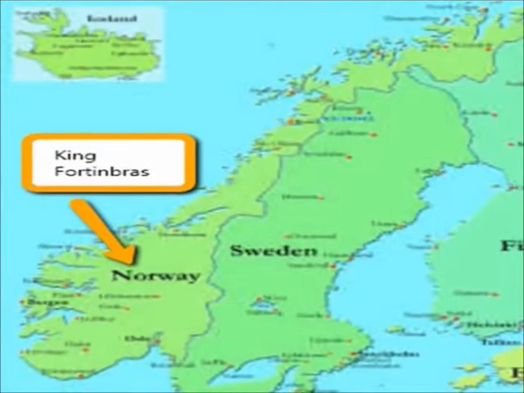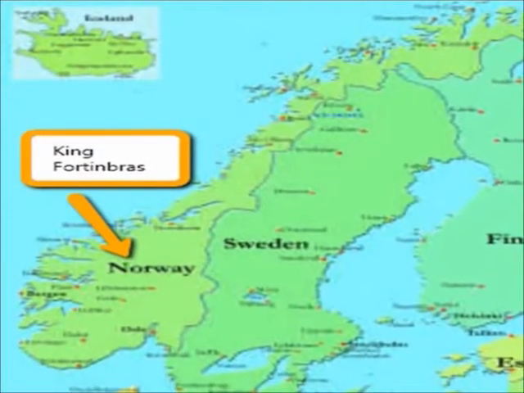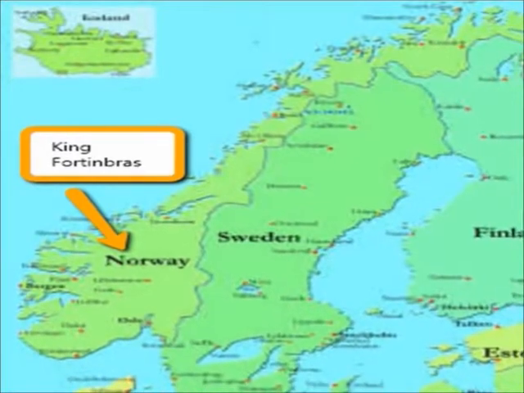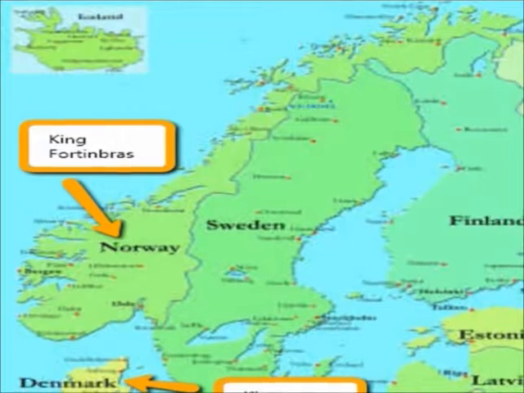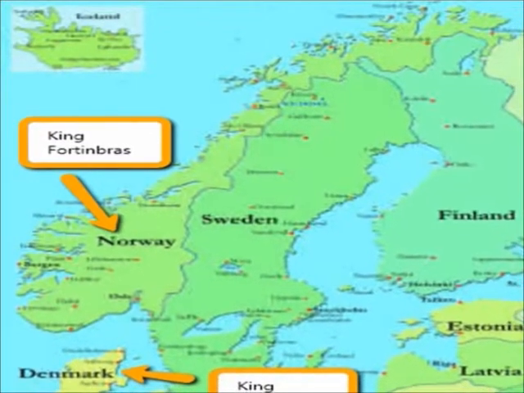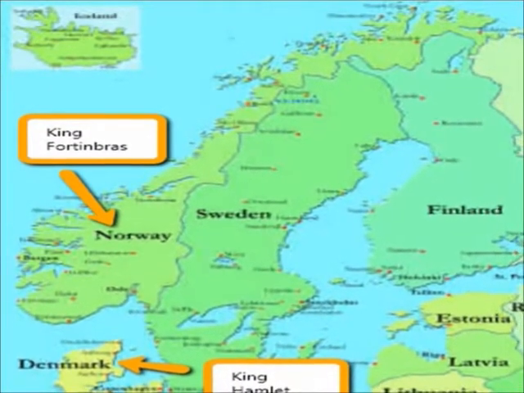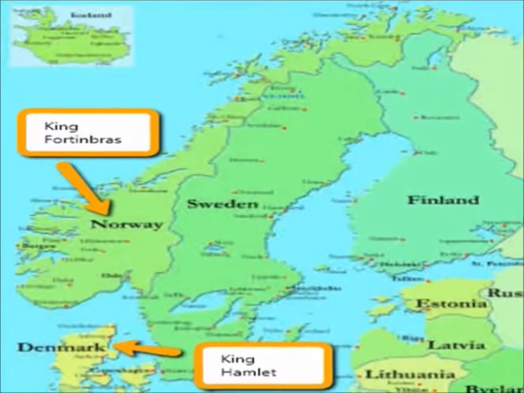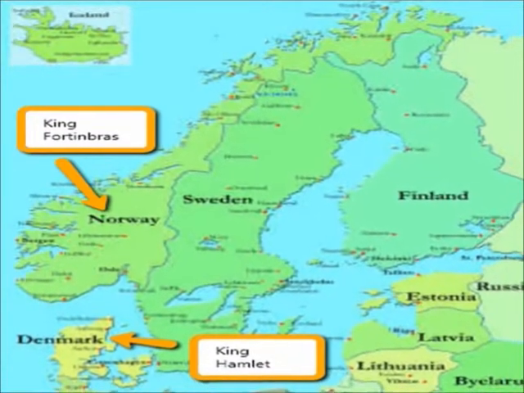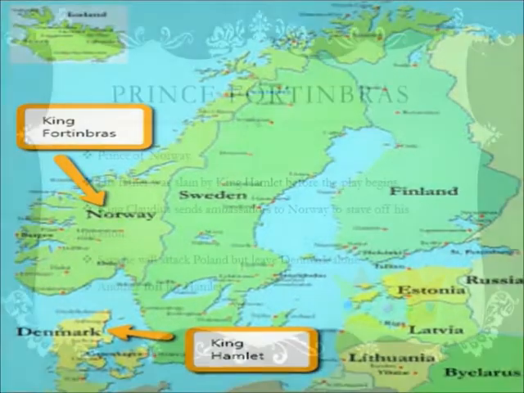As the play begins, we quickly learn that there is tension between Denmark and Norway because King Hamlet of Denmark had slain King Fortinbras of Norway in combat and reclaimed land for Denmark. Therefore, everyone in Denmark fears that Prince Fortinbras is massing an army to win back the land that King Hamlet had taken. This tension will continue to be one of the play's most important subplots.